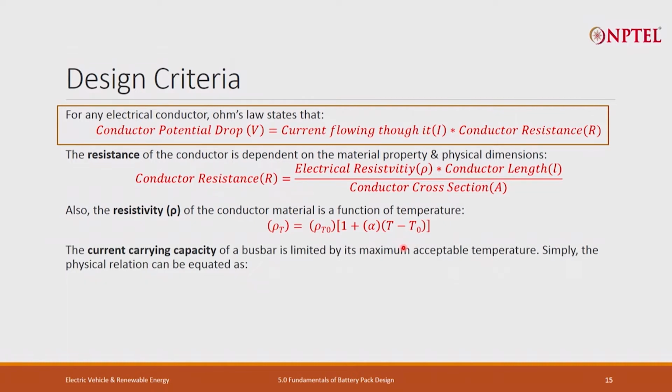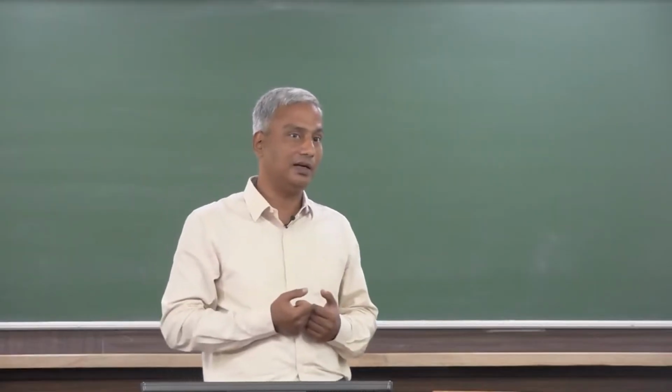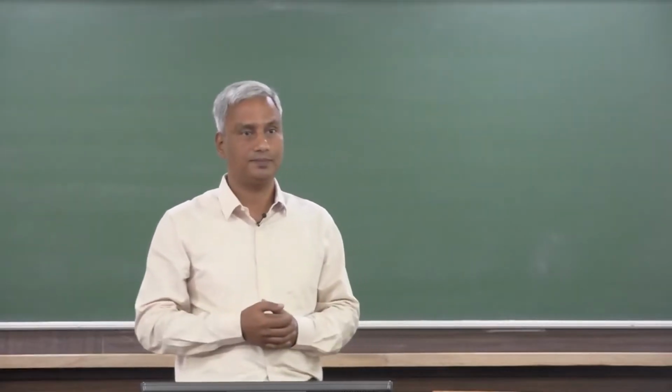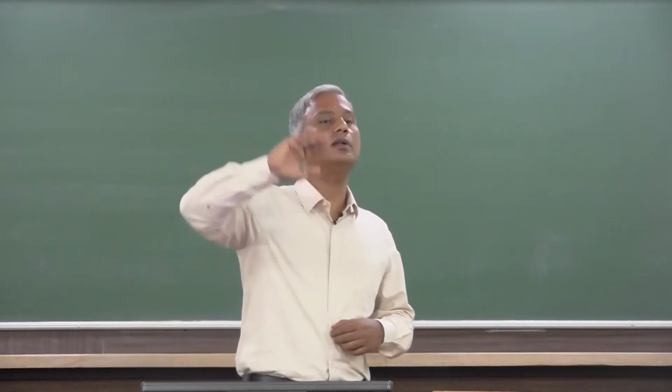Now, the current carrying capacity of a bus bar is limited only because of its temperature constraints, nothing else. If you are able to remove the heat and maintain the temperature, you can literally take an infinite amount of current from it, but then the temperature should not change. That means, whatever heat is getting generated, you should be able to remove it. If not, then the temperature keeps on rising.